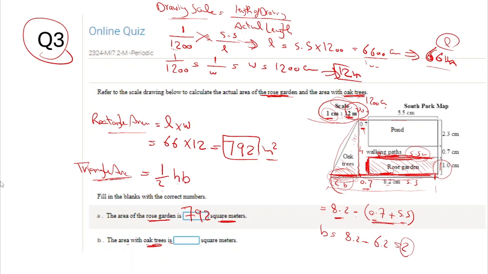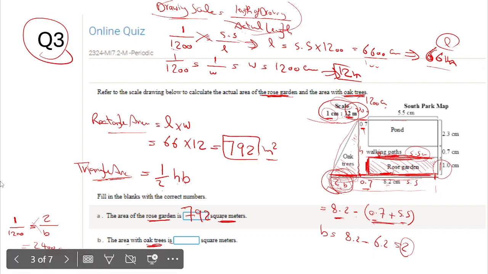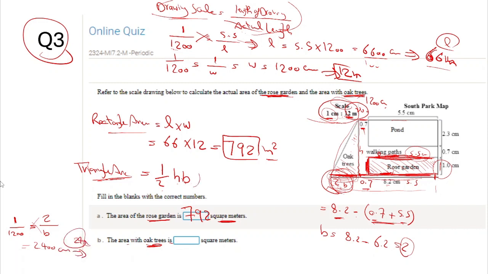Okay, now we got the length of the drawing for this side. So we need to get the actual length. To get the actual length, we'll apply the drawing scale equation. So 1 over 1200 equals 2 over B, this one. Okay, so it will be equal to 2400 centimeters to meters. It will be 24 meters. So the first one is 24 meters.